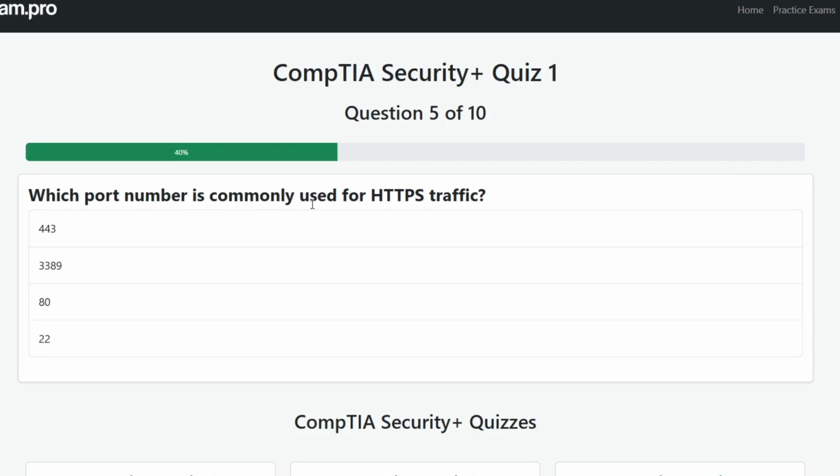Which port number is commonly used for HTTPS traffic? 443, 3389, port 80, or port 22?